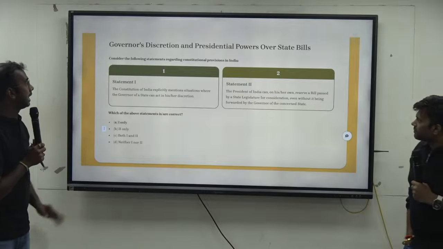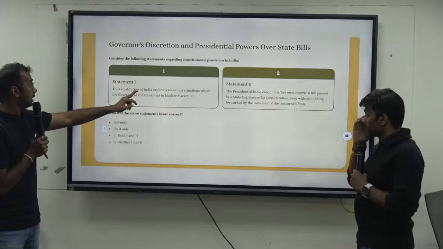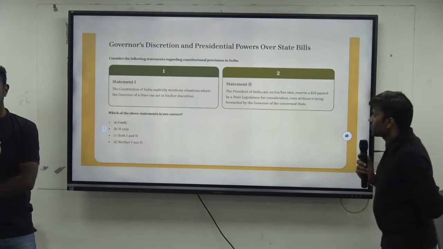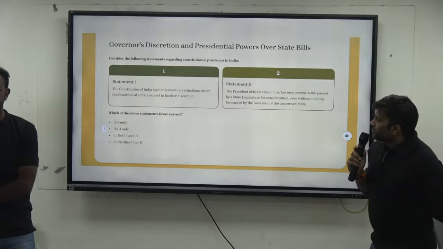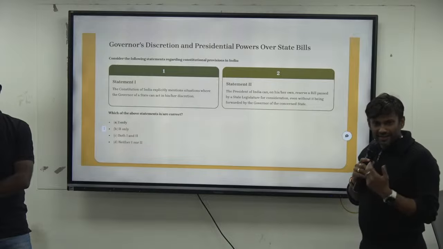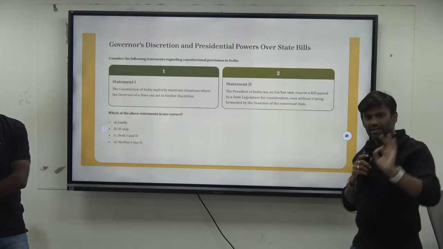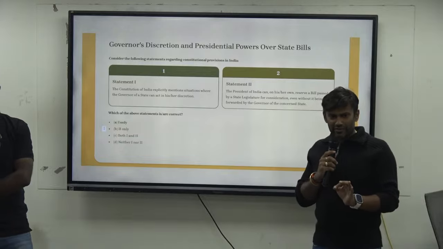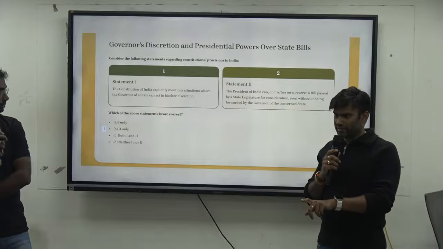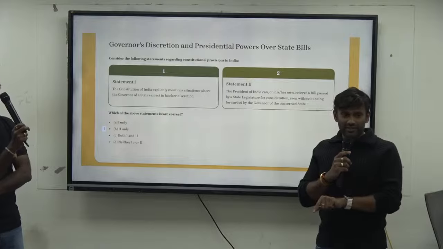Consider the following statements. The Constitution of India explicitly mentions situations where the governor of a state can act in his or her discretion. Is there any situation mentioned in the Constitution? Again, you think logically. Article 74 of the Constitution, what does it say? There shall be a Prime Minister headed Council to aid and advise the President. That's it. Article 163, what does it say?